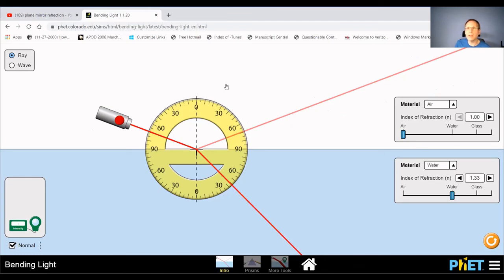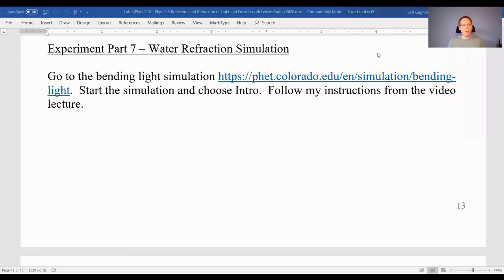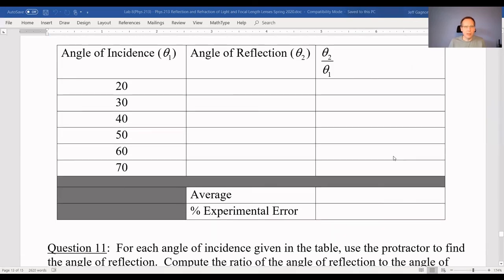Now let me go back to the handout. Okay, so once you have all of that data, then you can fill in this table. So these were the given angle of incidence values, so 20, 30, 40, 50, 60, 70. The second column is going to be the angle of reflection, and these will probably be very similar, right? And the third column here, what I want you to do is to compute the ratio of the angle of reflection, so theta 2, to the angle of incidence. So you want to divide these two, right? Find those ratios.